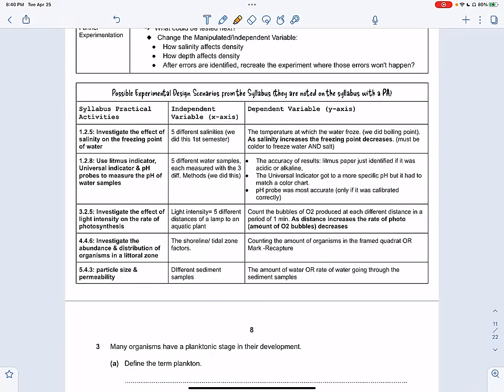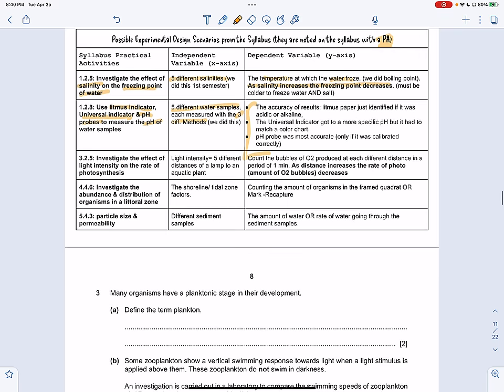From your own syllabus, the things that are labeled PA mean practical activity. These are the things that you should be familiar with that they can reference. So the freezing point of water, effect of salinity on freezing point of water, you're going to want to use five different salinities. As salinity increases, freezing point will decrease. For this, you're going to be measuring the temperature at which water froze. Using a litmus indicator, universal indicator, pH probe to measure the pH. So maybe five different water samples, and you're going to use the three different methods. Okay, and then I have what the outcome should be right there.